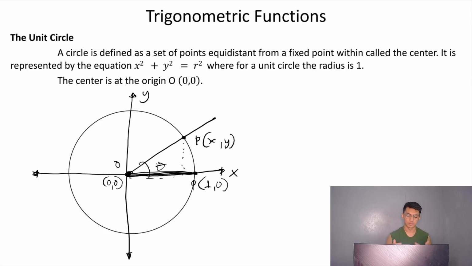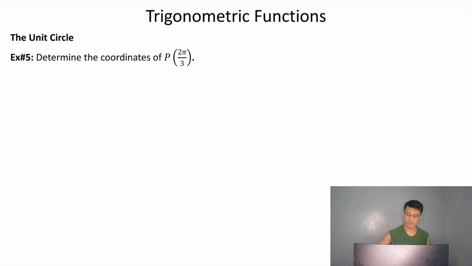This is how the unit circle works. Gagamit tayo ng unit circle to calculate the trigonometric functions natin. So, para mas maintindihan, we take example number 5. Now, for example number 5, determine the coordinates of P of 2 pi over 3. Now, pag nakita natin yung 2 pi over 3, maaaring malito na tayo agad, but this is just an example of another angle. So, para mas madali sa paningin natin, we convert 2 pi over 3 into degrees.